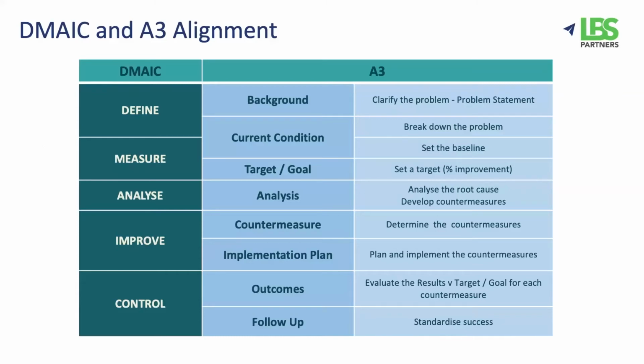If we look at how the alignment between the A3 and the measure phase relates to two aspects of the A3, the current condition and the target and goal. The former overlaps with the define phase, and it does that so we can provide clarity. That interaction ensures that we are looking at the performance of the correct core process going forward.